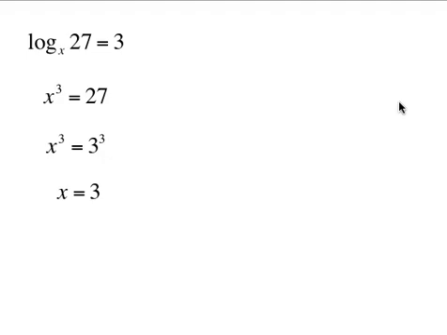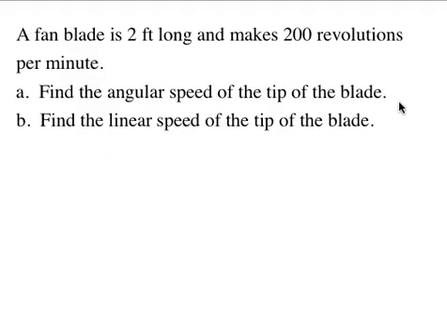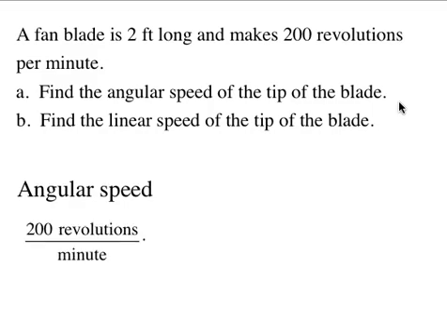Good enough. Next we have a fan blade that is 2 feet long and makes 200 revolutions per minute. We want to find the angular speed of the tip of the blade and the linear speed. Angular speed is measured in radians per unit of time, so in this case radians per minute. So to get our angular speed, we're going to start with 200 revolutions per minute. We want to convert that to radians per minute.